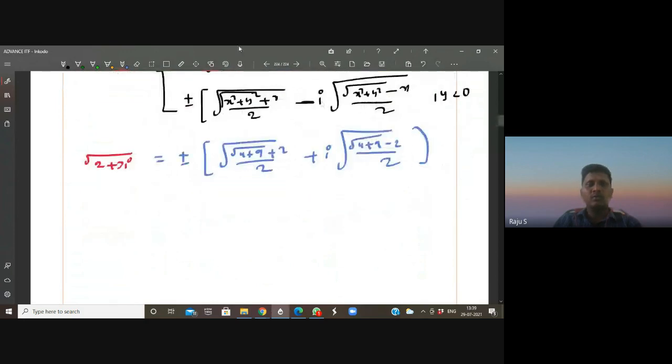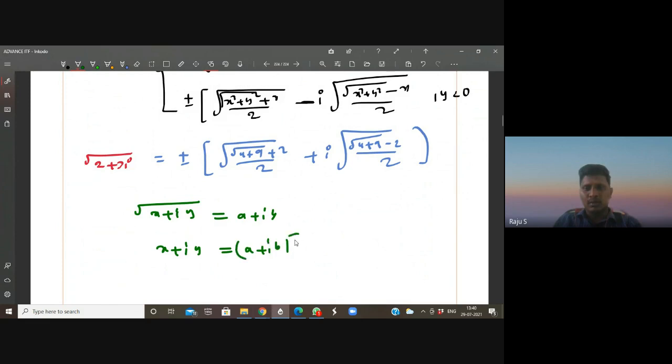To derive the formula, you have to equate root of x plus iota y to a plus iota times b, and square on both sides. So x plus iota y is clearly equal to a plus iota times b, the whole square. Now you have to expand and compare the real part and imaginary part on both sides.